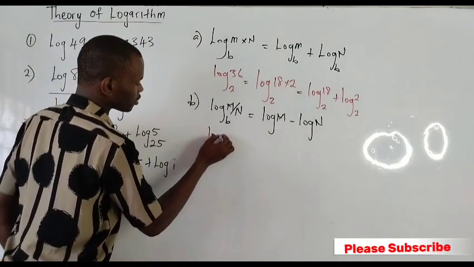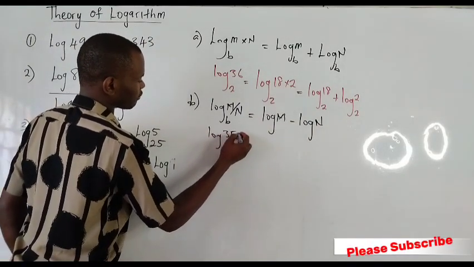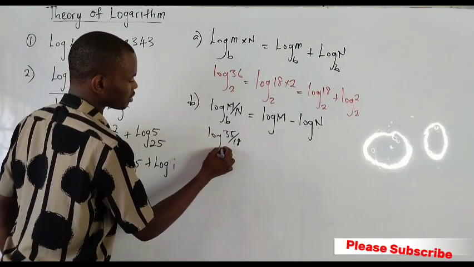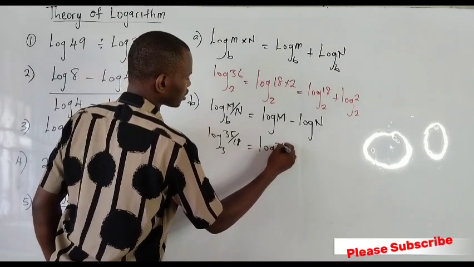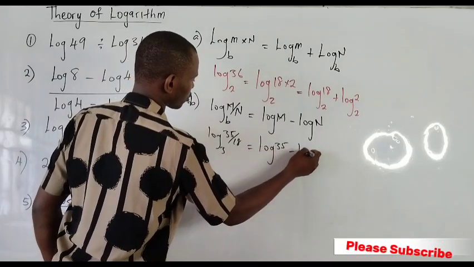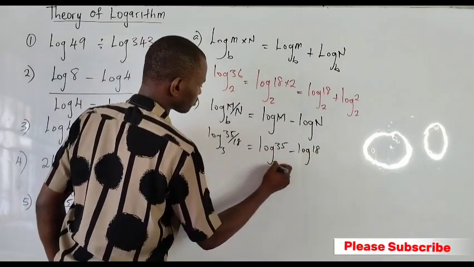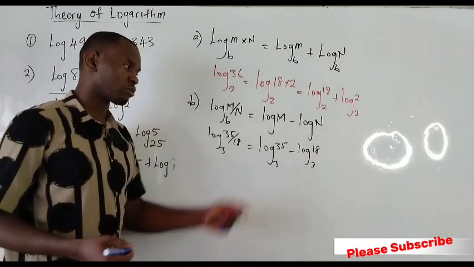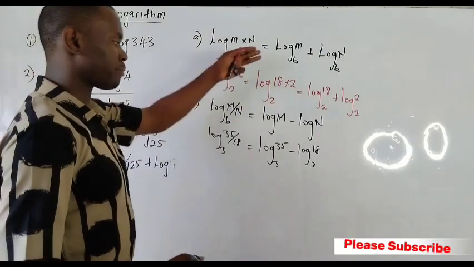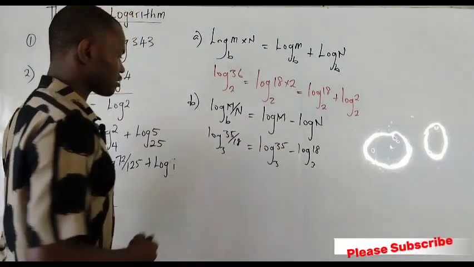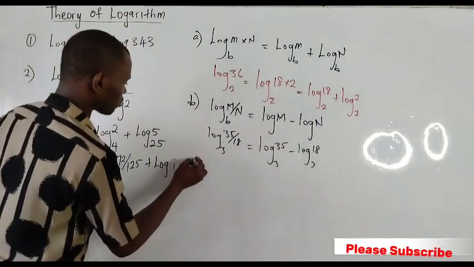For an example, if I have 35 over 18, let's say base 3, we can split it directly into log 35 minus log 18, both in base 3. Then you can take it up from there and simplify. By the time we start solving examples, you will see how to apply these things. Then let's consider the next one.